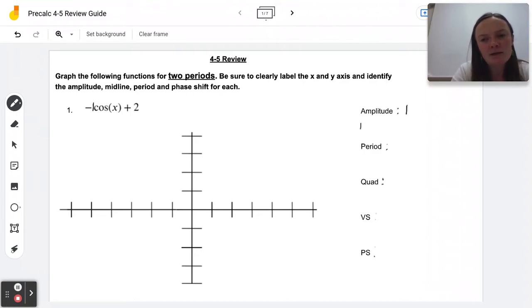I'm going to write something underneath here. We're going to say that there must be a reflection because of this -1. Specifically, it's going to be across the midline. So we should probably figure out what the midline is next.